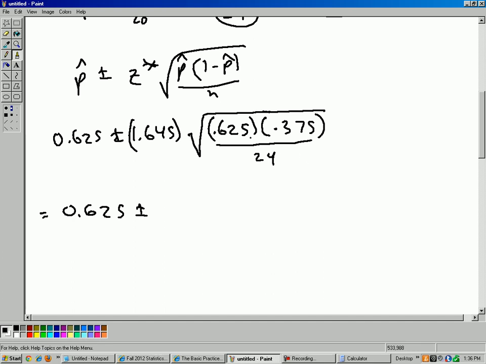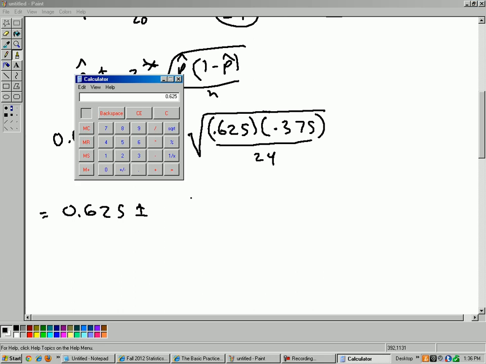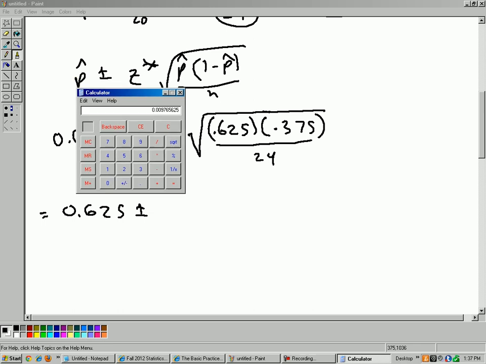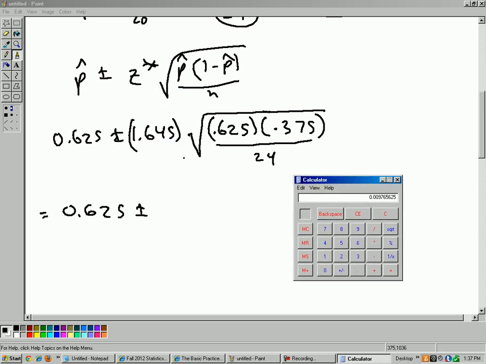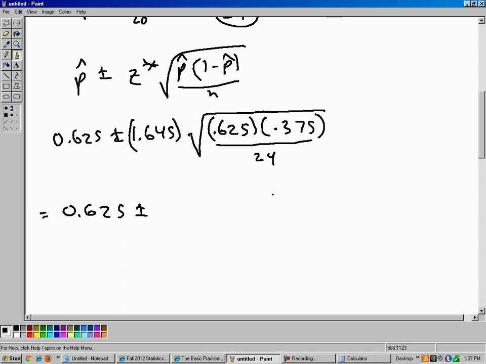Let's go ahead and multiply here. 0.625 times 0.375 equals 0.23. Divide that by 24. I get 0.009. Take the square root of that. I get 0.098. Multiply that by 1.645, and I get 0.163. I'll round off to 3 digits here. So 0.163. That's my margin of error.